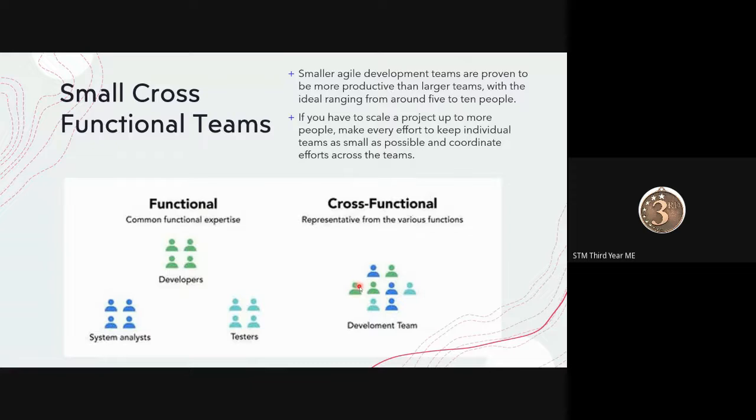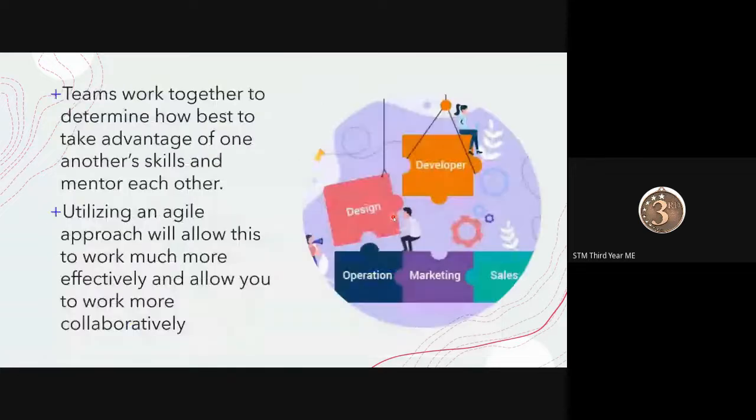So if there is a tester in the cross-functional team, the tester does the test, but everyone is aware of the processes or the tests that have to be carried out. Such is the function of the cross-functional team. Then teams work together to determine how best to take advantage of one another's skills and mentor each other. So that is what is being done in a cross-functional team. They are taking advantage of one another's skills.